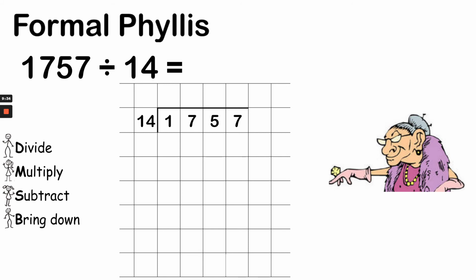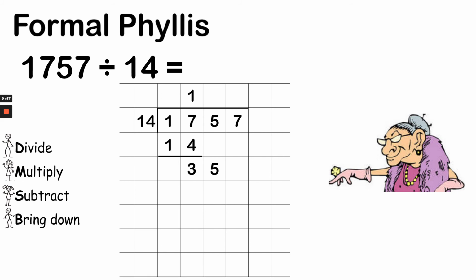First of all, we set it up and we begin with Dad. Dad says 17 divided by 14 equals 1. Mum says, you're right, 14 multiplied by 1 is only 14. Sister subtracts and finds the difference. Brother brings down the next number in the dividend from the question.